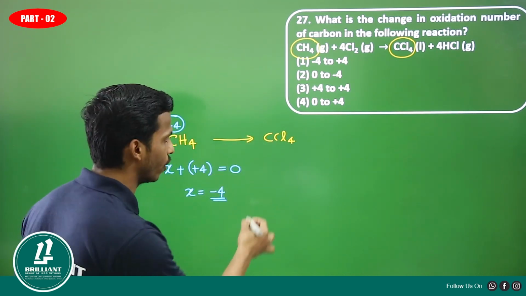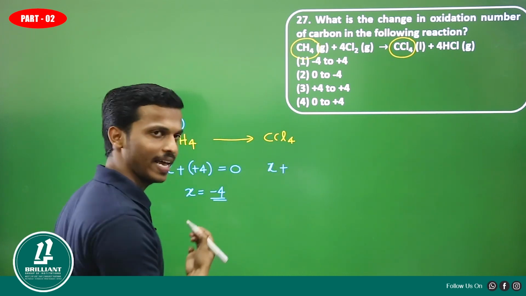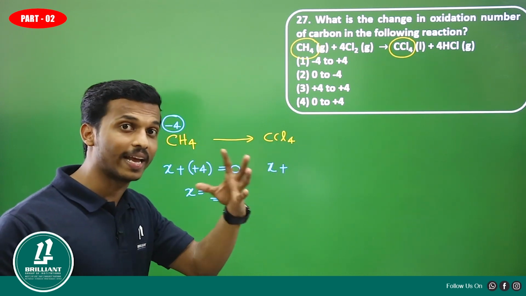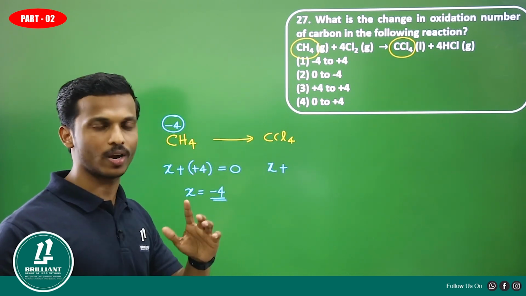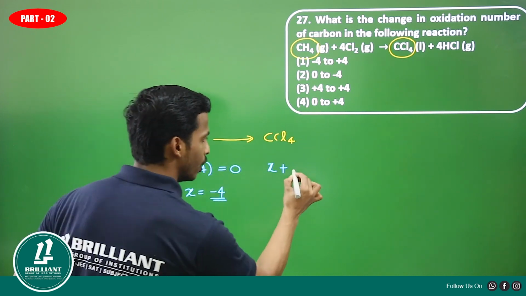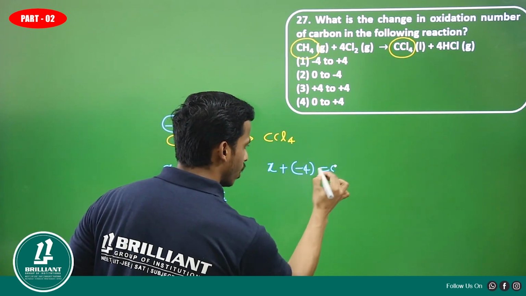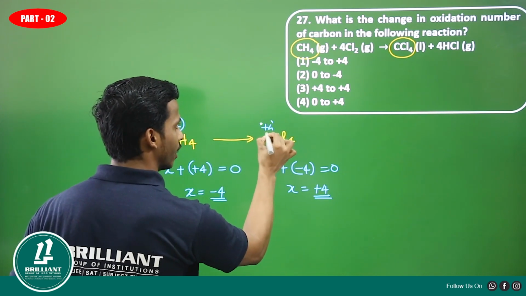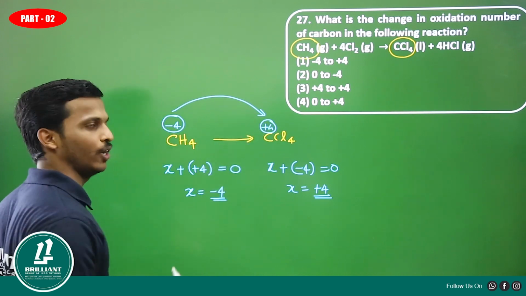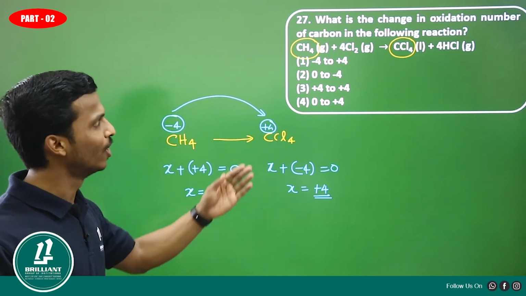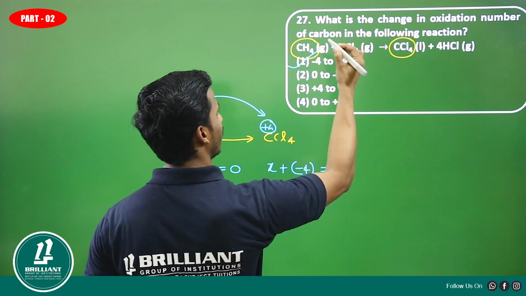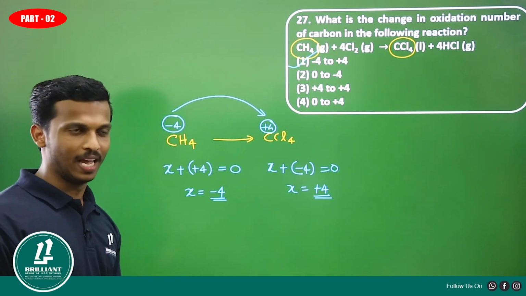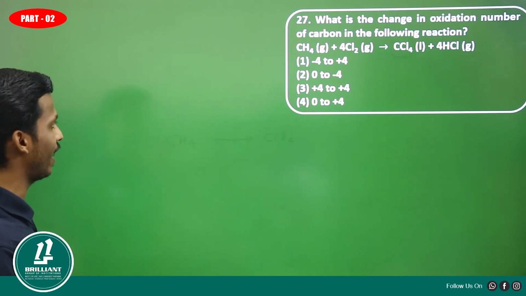What about in CCl4? We don't know about carbon. Let me take it as X. Chlorine is an electronegative element, so it will get a negative charge. One chlorine is minus 1, so 4 chlorine is minus 4, so X minus 4 is equal to 0. Here X is equal to what? Plus 4. So during this reaction, minus 4 is converted into plus 4 oxidation state. What is the answer? The answer is A. So question number 27, the answer is 1. Right. Let's go to question number 28.